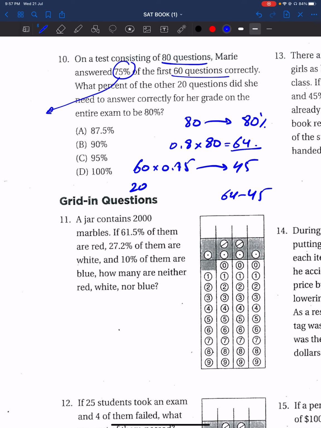So 64 minus 45, this is 19. And then you need to know of the 20 questions left, what percentage she should answer correctly. So she should answer, of the 20 questions left, 19. So what is 19 out of 20 as a percentage? Let me calculate that. So 19 divided by 20 multiplied by 100, that's 95%. So your answer is choice number C.